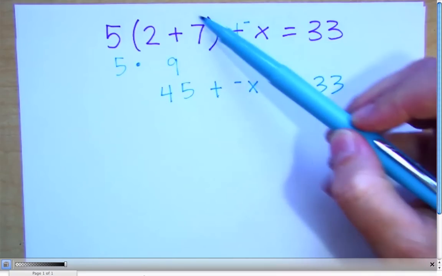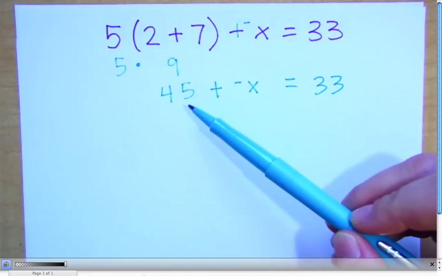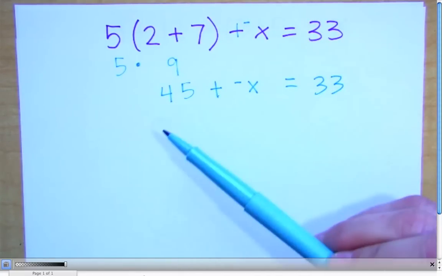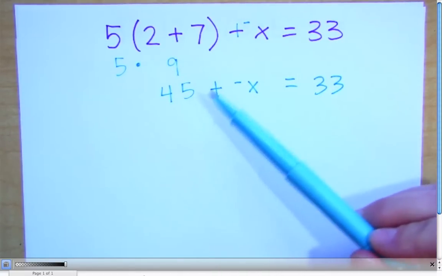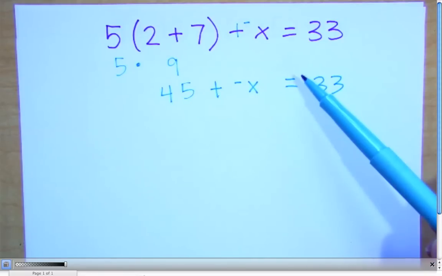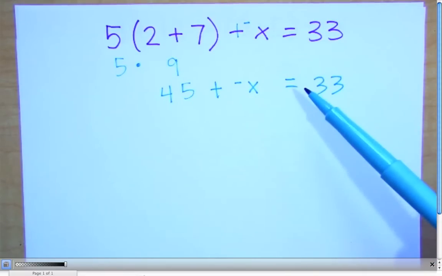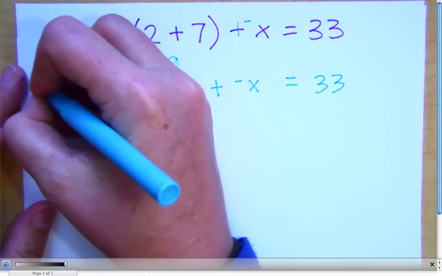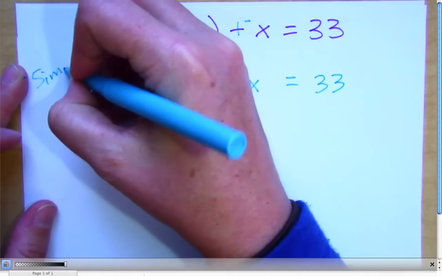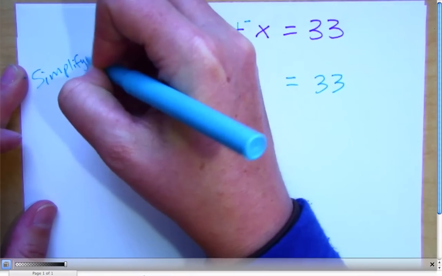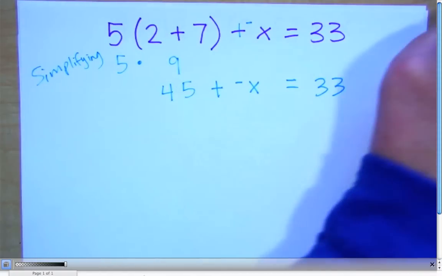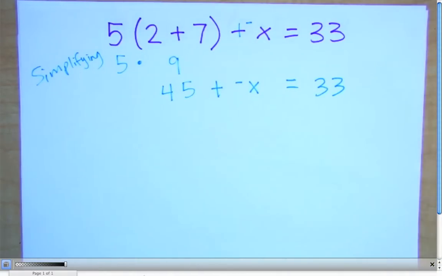The only things I could combine over here were those, the 45. 45 and x are not like terms. They cannot combine. 45 would need an x to be able to combine. Okay. So at this point, now I'm going into solving. So I'm done simplifying. This was my simplifying, and my blue. And now I'm going to go into solving. I'll change my colors. How about a nice green?